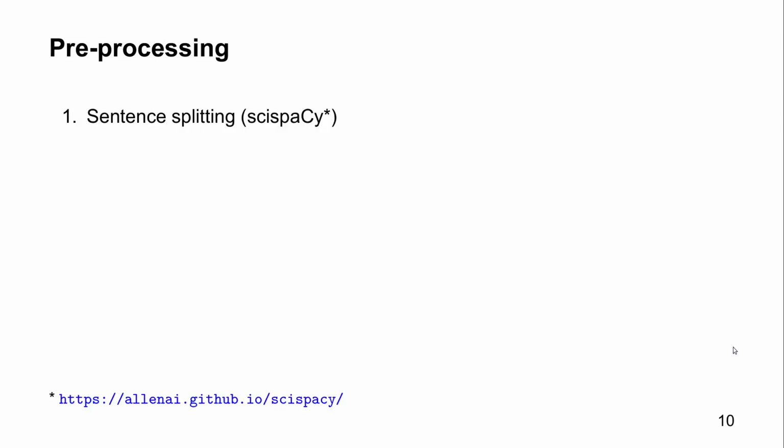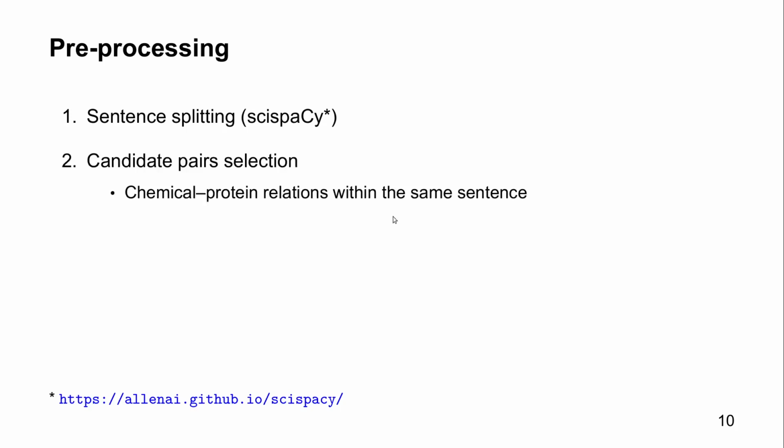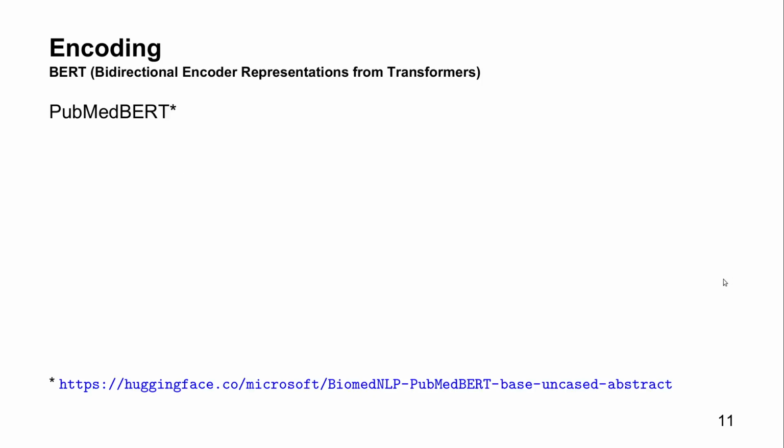The first step of our system consists in splitting the documents into sentences. Then we consider as candidates for the relation extraction all the chemical protein pairs within the same sentence, ignoring pairs with overlapping entities. The next step is about encoding the text. For that, we use the PubMedBERT transformer-based model.